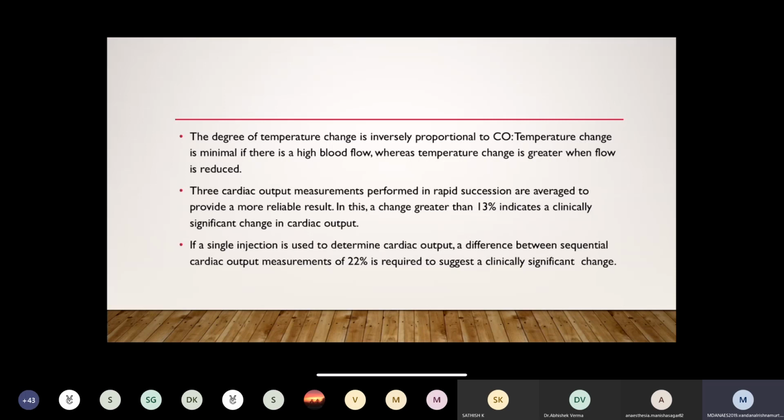In this, a change greater than 13% indicates a clinically significant change in cardiac output. If a single injection is used to determine cardiac output, a difference between sequential cardiac output measurements of 22% is required to suggest a clinically significant change.